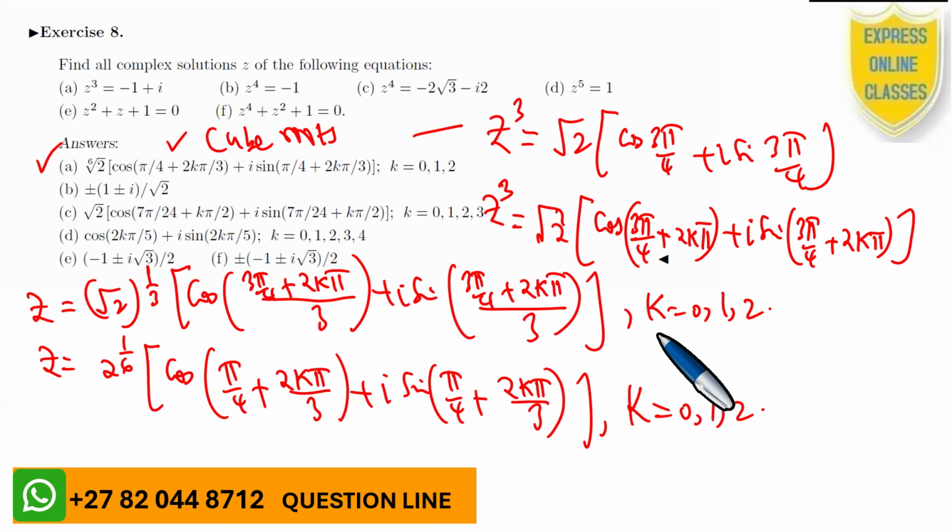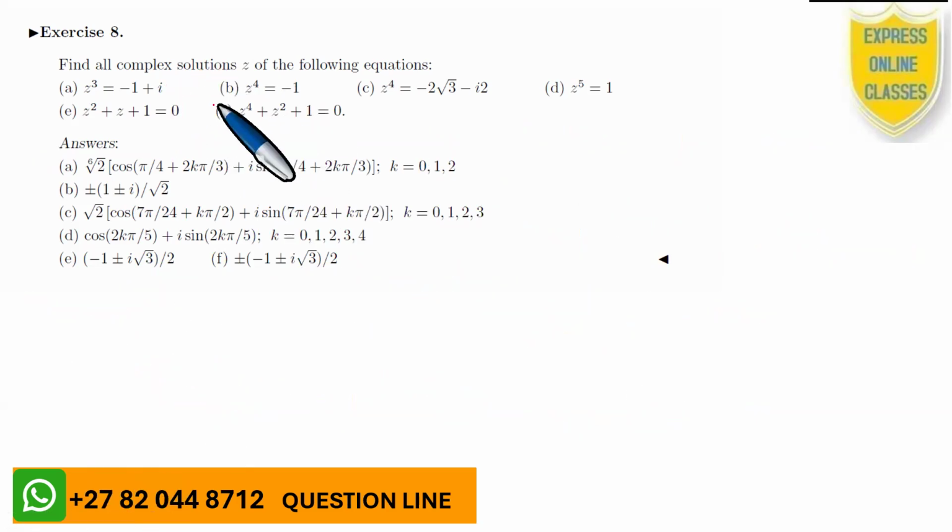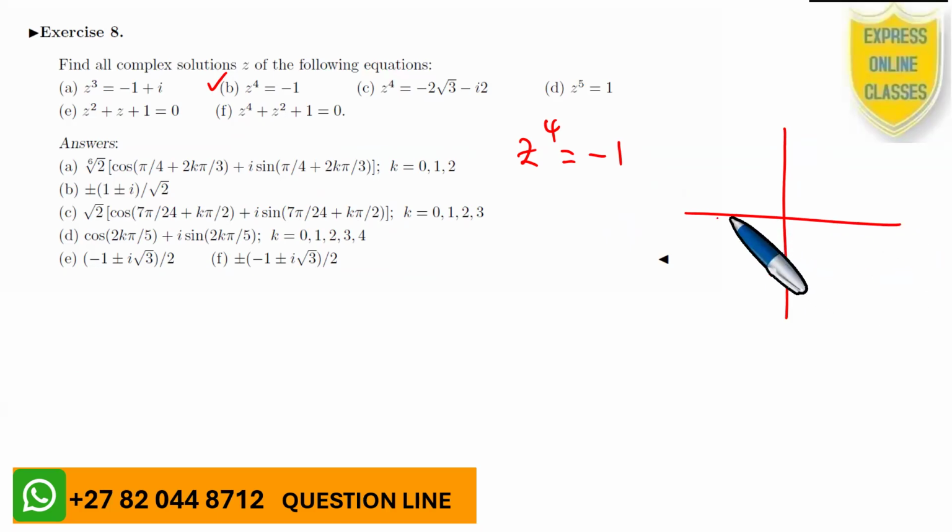Okay, let's try the next one. We do the same. This was A. Let's try B. So B, it's z to the 4 equals minus 1.